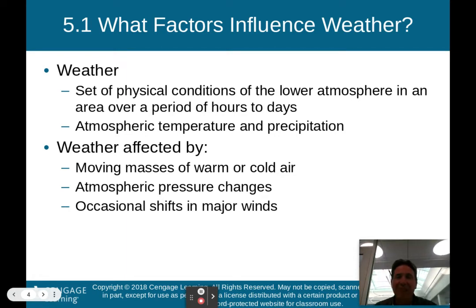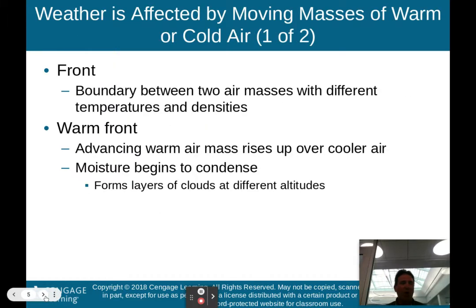Weather is going to be affected by a couple of things. Number one, moving masses of warm or cold air, okay? Number two, atmospheric pressure changes, all right? That's how much air pressure is pushing down on you. And number three, the occasional shifts in the major winds, as we have a global wind pattern here on planet Earth. So we'll talk about these three in more detail as we go through the next couple of slides.